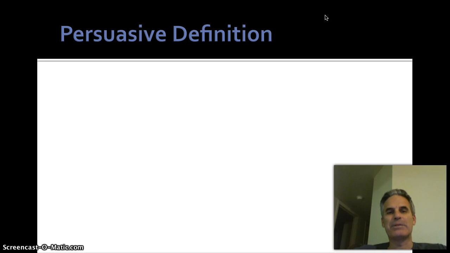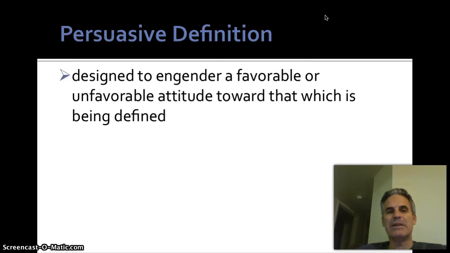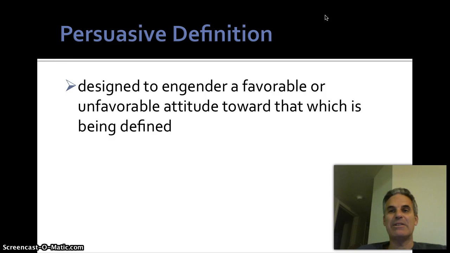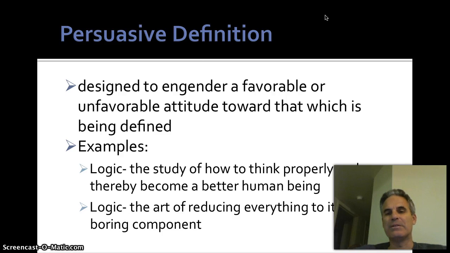And finally, we have persuasive definitions. Persuasive definitions are designed to give us an attitude toward that which is being defined, either positive or negative. Here we have two definitions of logic. Example 1. Logic is the study of how to think properly and thereby become a better human being. Obviously, this is designed to make us think well of logic.